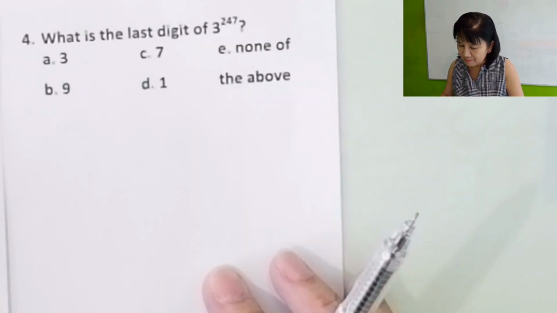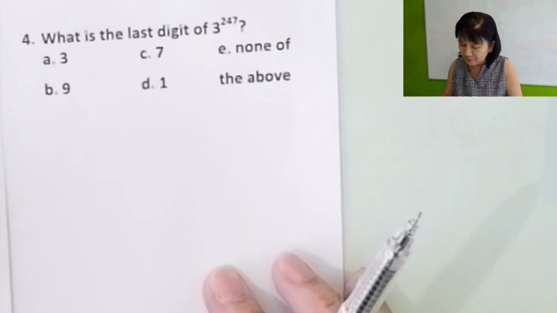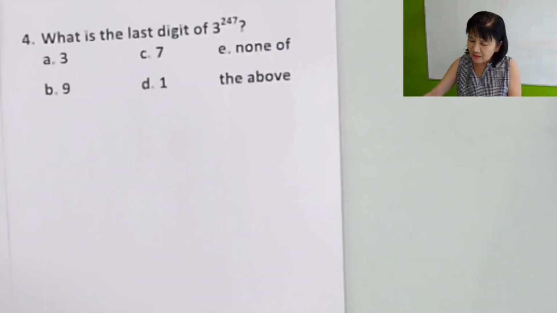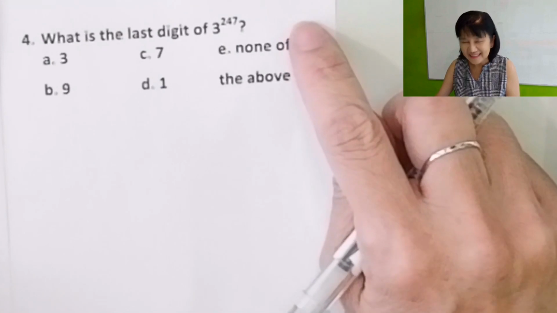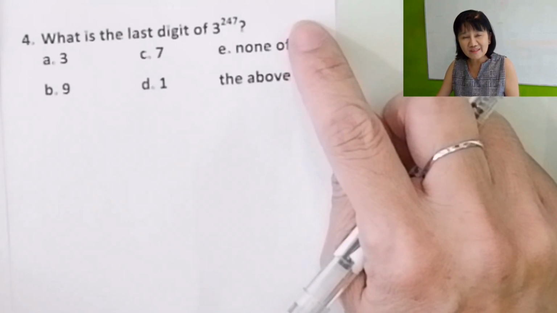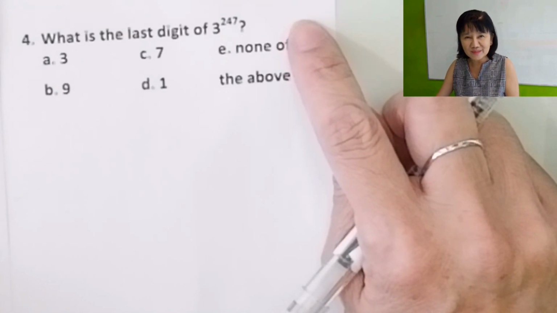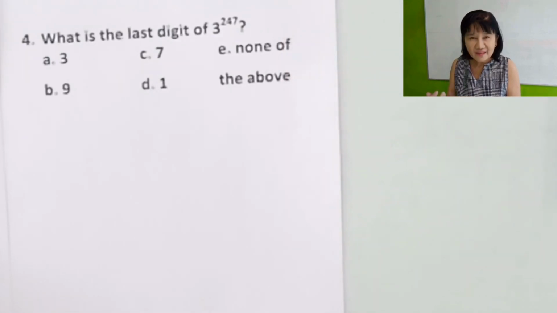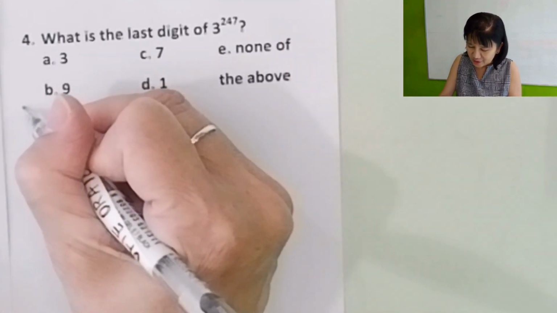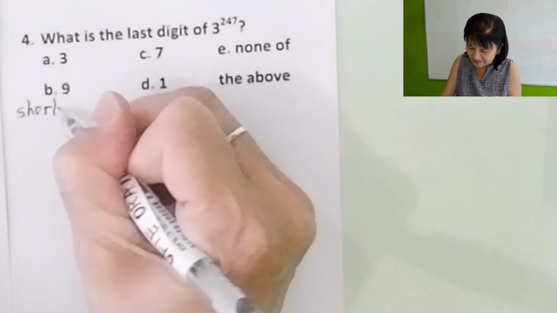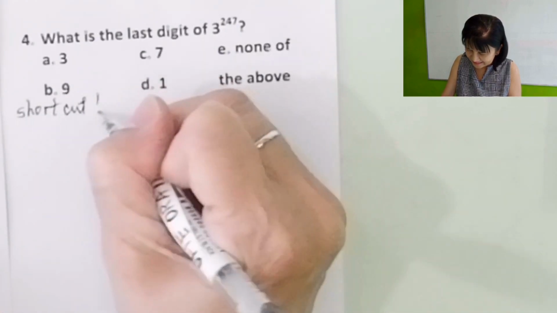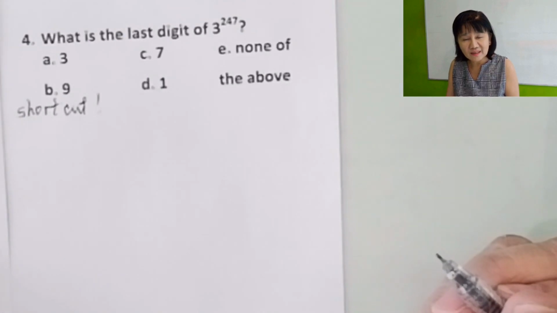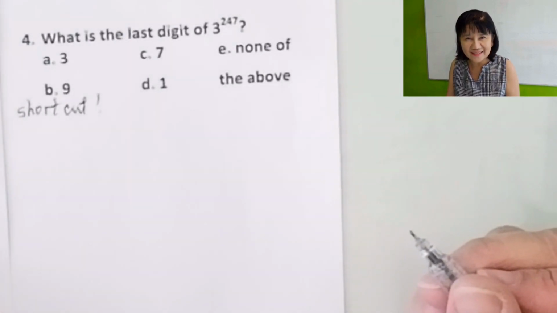Next problem is problem number 4. What is the last digit of 3 to the 247? You're going to multiply 3 247 times, 1 hour will not be enough. So there has to be a shortcut again here. Let's call my shortcut Aura technique.